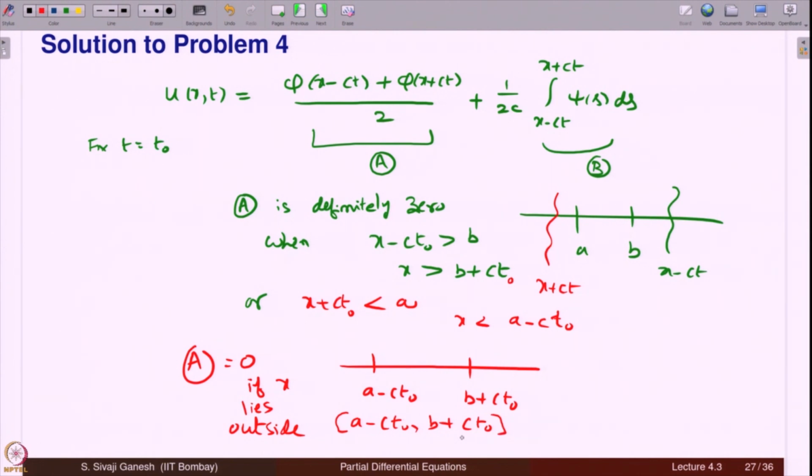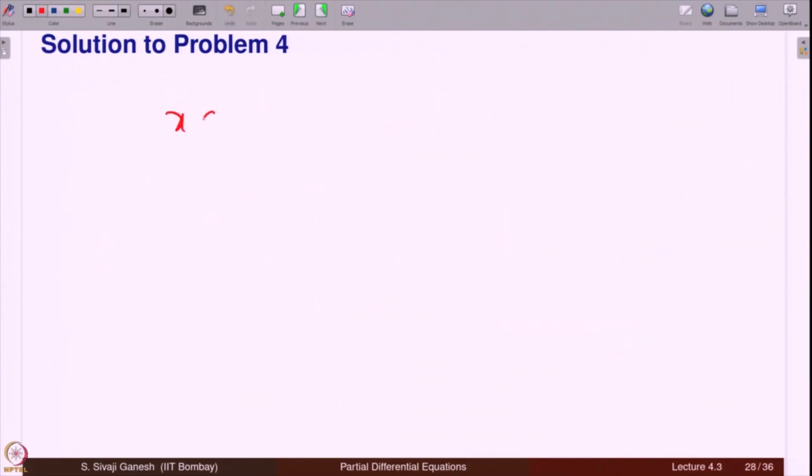Same reason holds for B also, psi will also be 0 if you are outside this interval. So, what about B? The term B, same answer. If x lies outside this interval a minus c t naught, b plus c t naught, then both the terms A and B are 0. Therefore, what we can conclude is if x does not belong to a minus c t naught comma b plus c t naught, that implies that u of x t is 0.